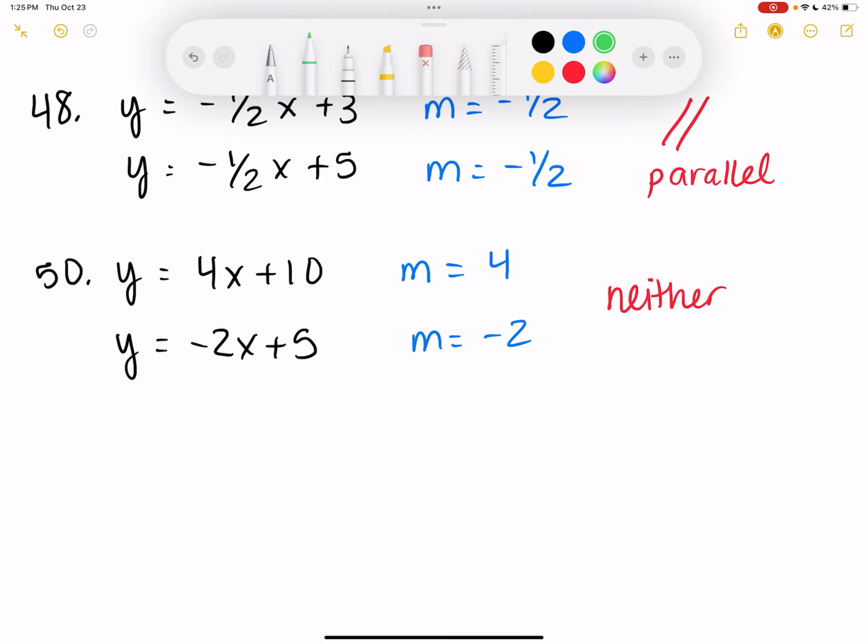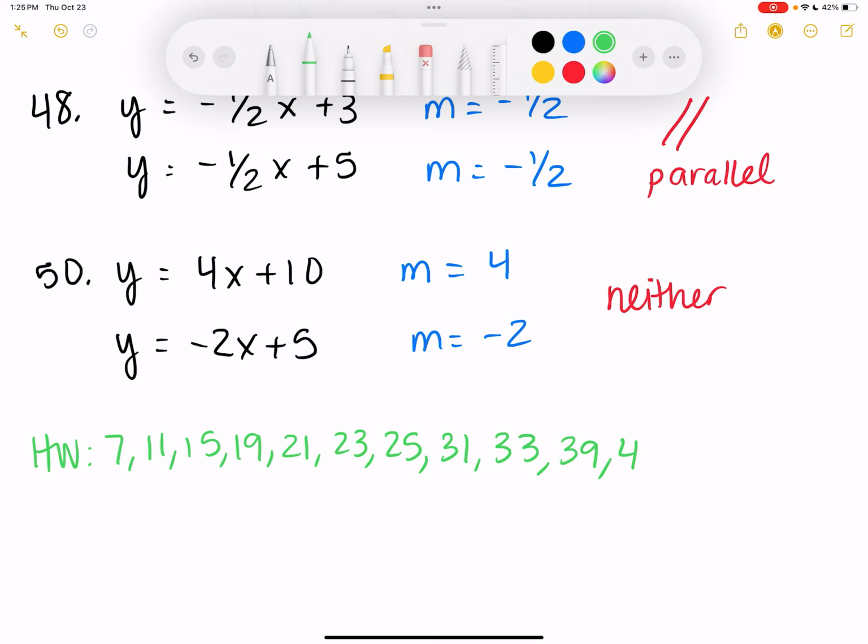Not yet. All right, problems 7, 11, 15, 19, 21, 23, 25, 31, 33, 39, 45, 47, and 49.